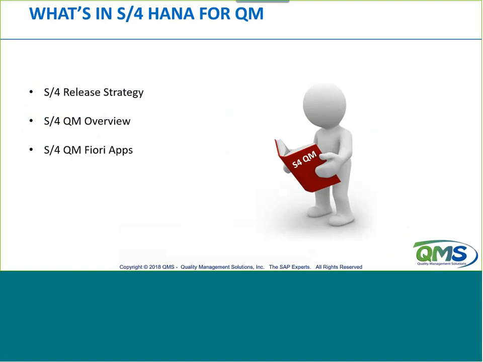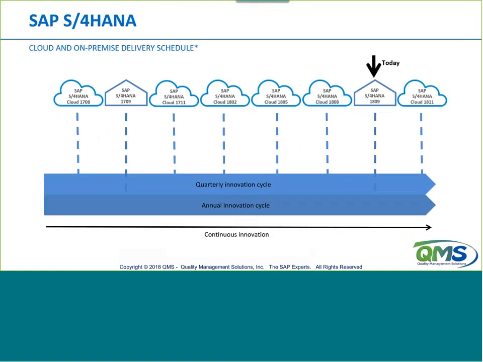So what's in S/4HANA for QM? We're going to talk a little bit about the release strategy, some of the applications and the Fiori apps in the QM area. There are two versions of S/4HANA: S/4HANA Cloud and S/4HANA on-premise. To make it easy, SAP gives you a roadmap for each of those releases so that you can see the functionality coming out in each release, and they give you a little icon. The cloud is the cloud version, and those releases are done quarterly, once a quarter.